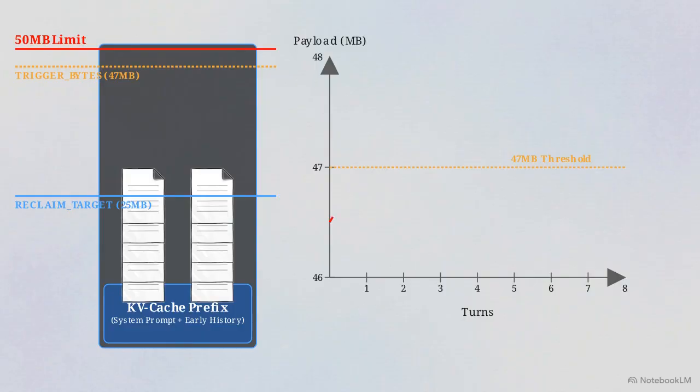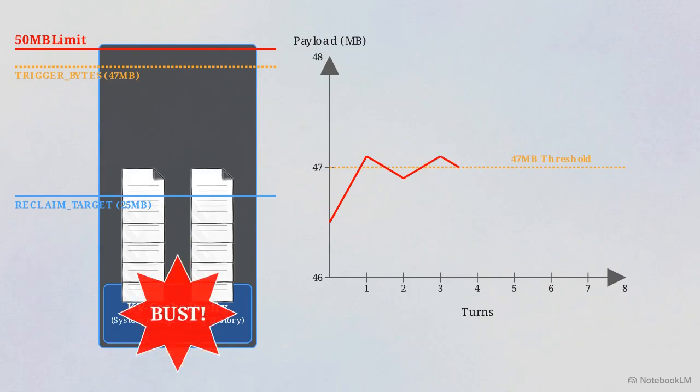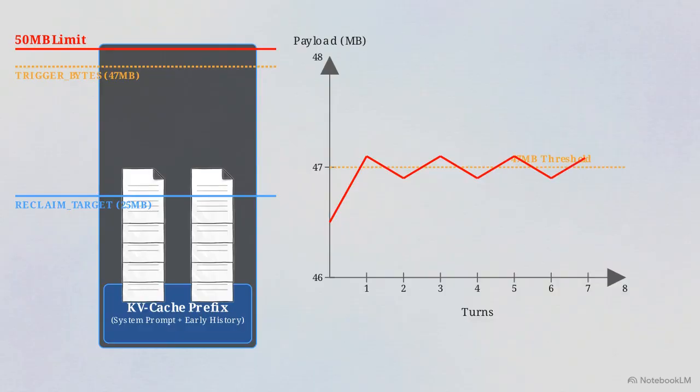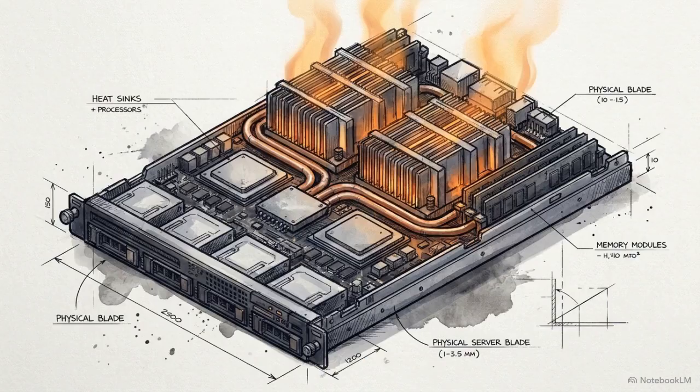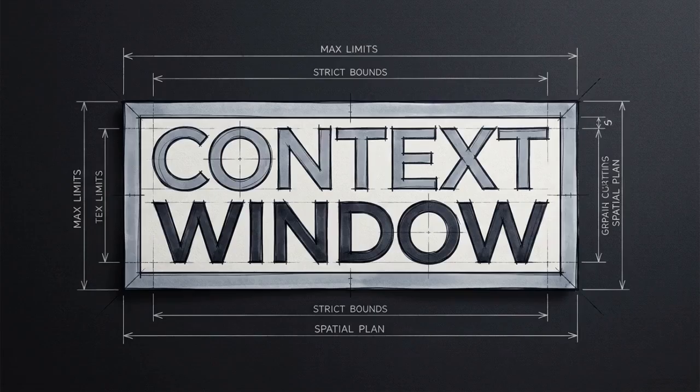This logic is built around hysteresis. If the system only cleared the 47 megabyte threshold, the very next turn would recross it. That would force the system to rewrite the prompt every turn, which repeatedly busts the KV cache prefix. By dropping the payload to 25 megabytes in a single batch, the system buys massive overhead. The prompt prefix is rewritten once, allowing the cache to remain warm and performant across the following turns. Effective production inference relies on treating the context window as a strictly budgeted, cache-optimized space.